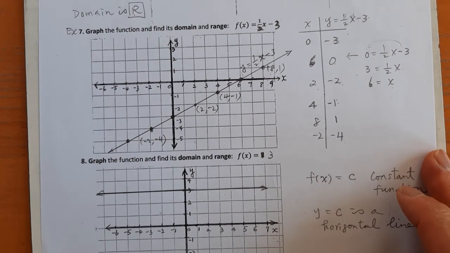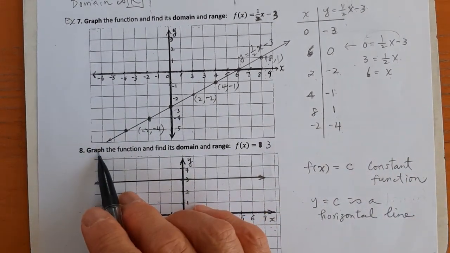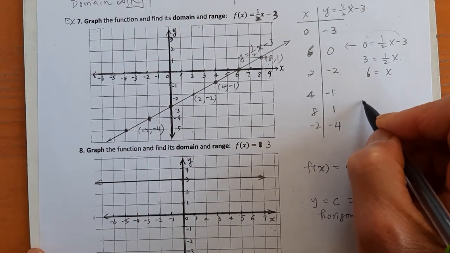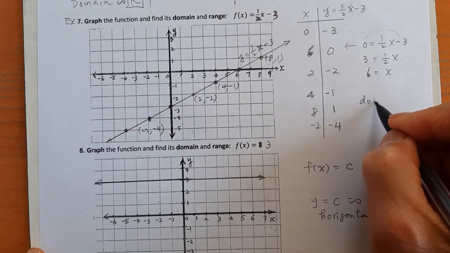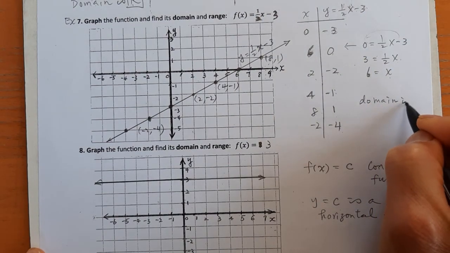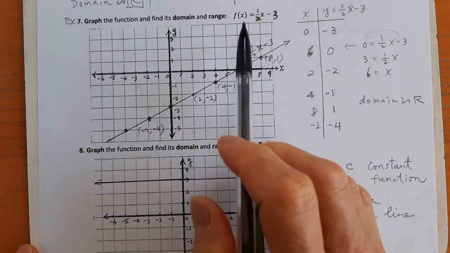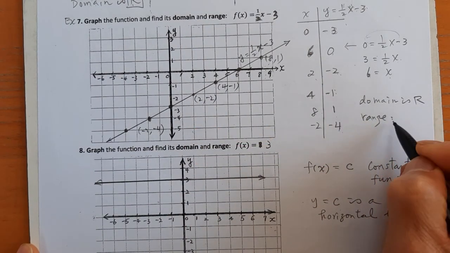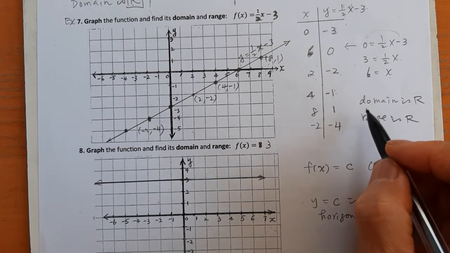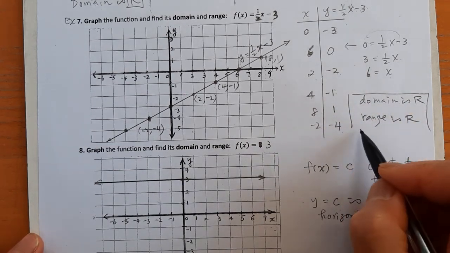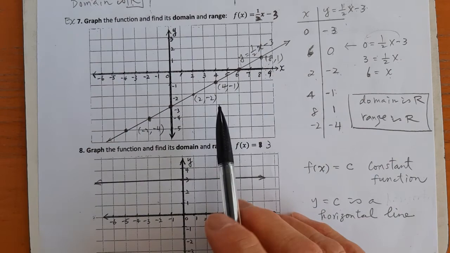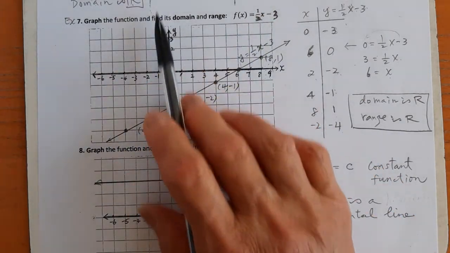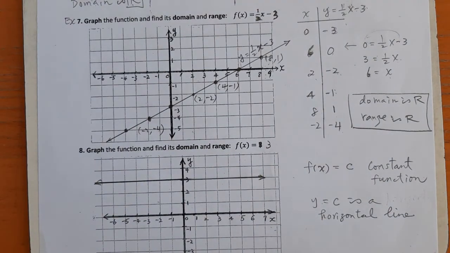And the other one: given the domain and the range. This question is a linear function, degree 1. For a linear function, the domain is all the real numbers, and the range is also all the real numbers. Domain and range are all the real numbers, because you can plug any real number in for x, and y is also all the real numbers.